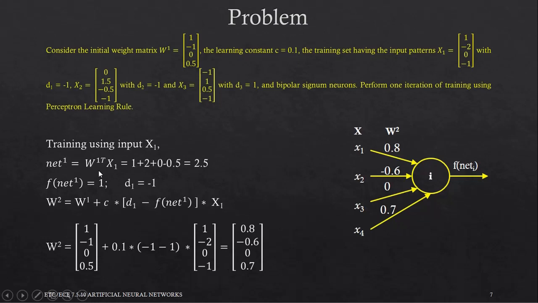Now consider the second training pattern x2 and the desired output d2. We again consider the net value using the updated weights. Then the f of net value, and then we find the new weight matrix. Then we consider the third training pattern x3. We find the net, the f of net and the new weight vector. At the end of one entire iteration of training, the updated weight vector should be w4. Take some time and try to obtain w4.